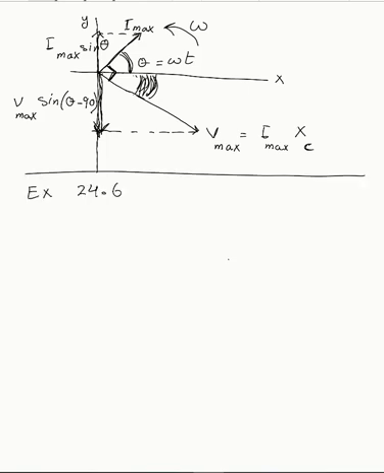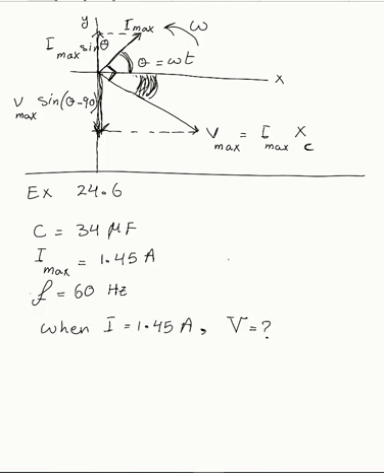Now let's take a look at example 24.6 in your book. It says consider a capacitor circuit as in figure 24.7, where the capacitance is 34 microfarad, the maximum current is 1.45 amps, and the frequency of the generator is 60 Hertz. At a given time, the current flowing through the capacitor is 0.95 amps, and it is increasing. What is the voltage across the capacitor at this time?